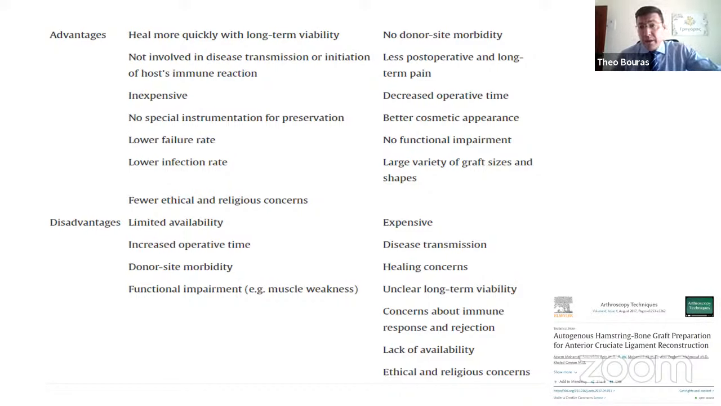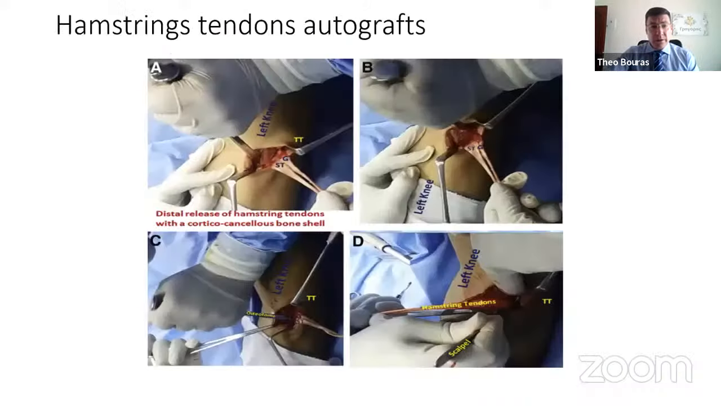On the other hand, the allografts have no donor site morbidity, less operative time, better cosmetic appearance, a large variety of sizes and shapes, but they are expensive. And most importantly, they can transmit disease. There are some concerns about their healing. The viability is still under discussion, and there are some ethical and religious concerns.